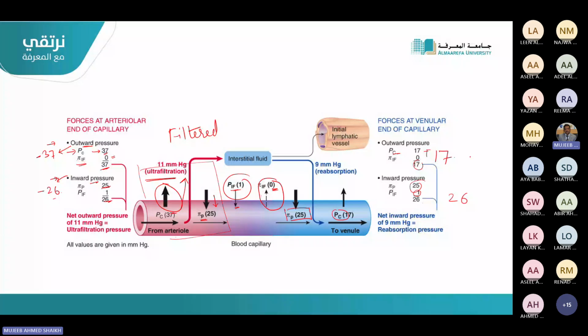Now tell me, is outward more or inward more? Inward. That means absorption. When outward becomes more, it is filtration. When inward becomes more, it is called absorption. So at the arterial end of the capillary there will be filtration, and at the venous end there will be absorption.